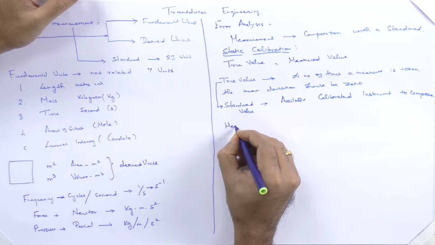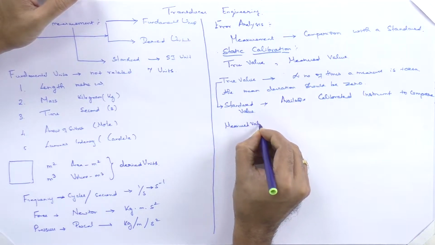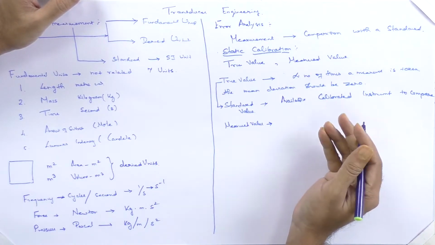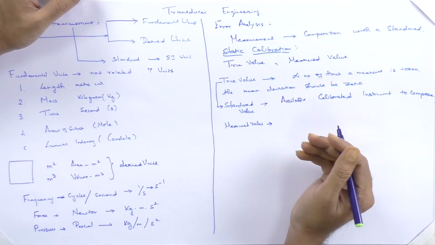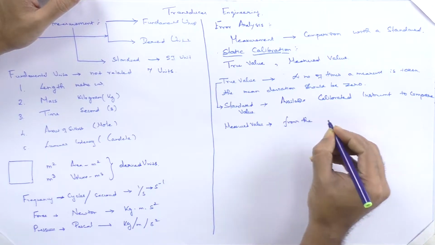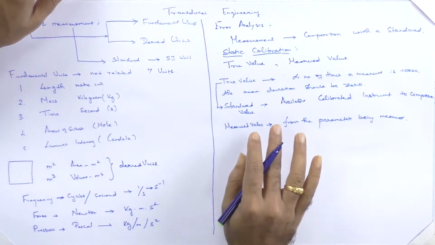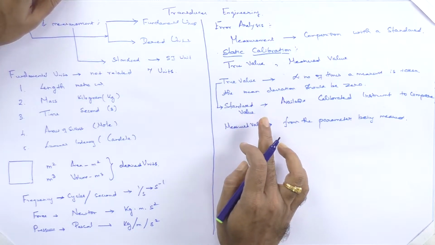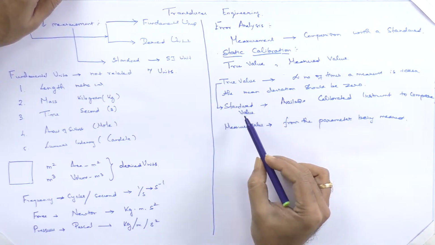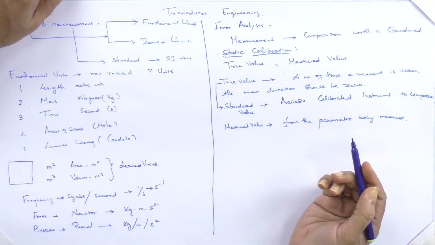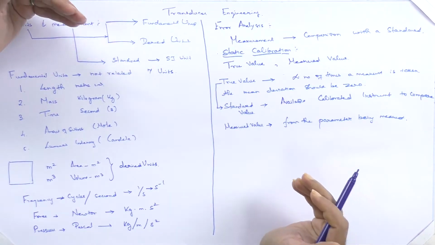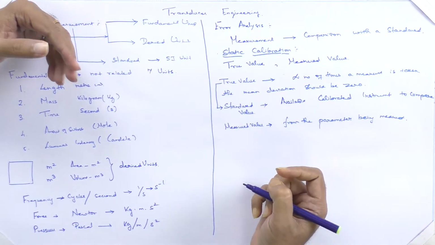Then comes your measured value. That is so simple. That's what you measure in your laboratory from your own instrument, or what you have invented. What you have measured is the measured value of the parameter being measured. So it's very clear that we have two types of parameters: one is the standard value and the other is the measured value. The standard value comes from the calibrated instrument so that it can be taken as a standard, and the measured value comes from the measurement experiment which you are going to make.